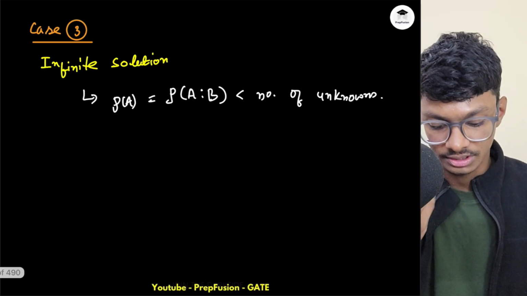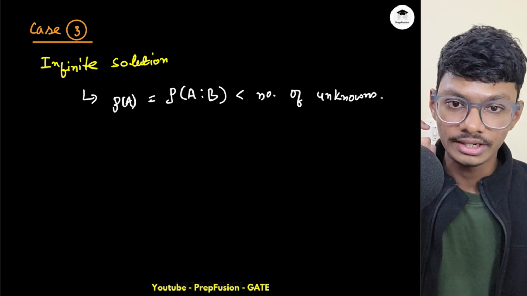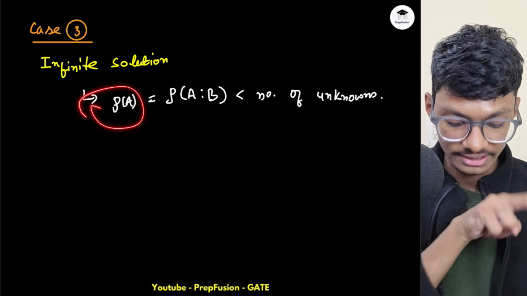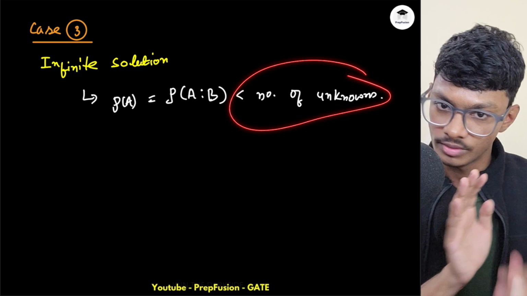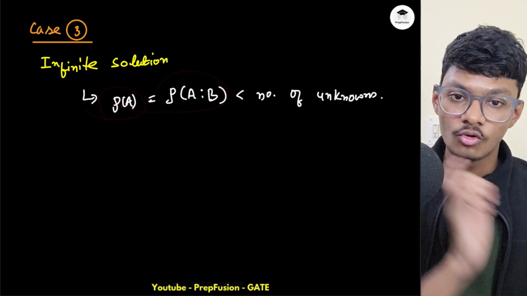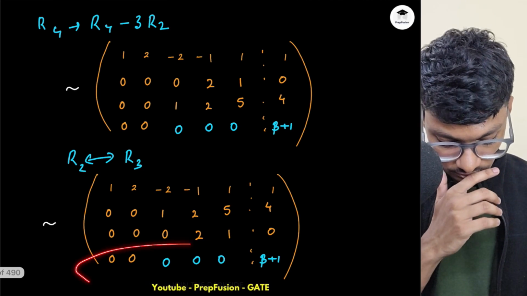Okay, now let's come to the third case, where I have an infinite number of solutions. If I have an infinite number of solutions, what does that mean? That means both ranks, the augmented matrix rank and the coefficient matrix rank, should be equal. Anyway it is less than the number of unknowns, but the augmented and the coefficient matrix ranks should be equal. So for that, what condition needs to be satisfied? So here, what is the rank?